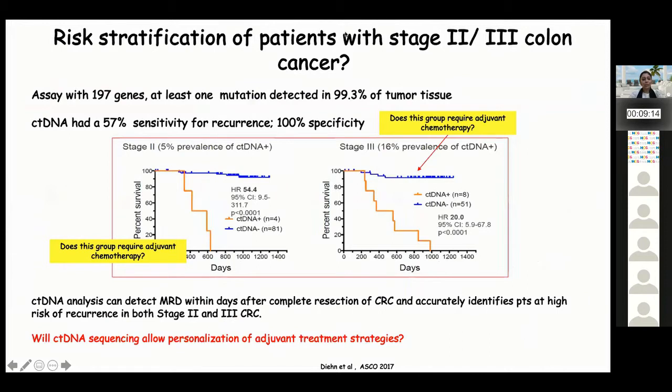Now, when you look specifically at those patients with stage 2 and 3 disease, when you substratify them, it makes you wonder: those patients with stage 3 disease who are ctDNA negative tend to do very well. Do these patients actually require adjuvant chemotherapy is the question we ask. And stage 2 patients who are ctDNA positive do very badly. Do these patients also require adjuvant chemotherapy?